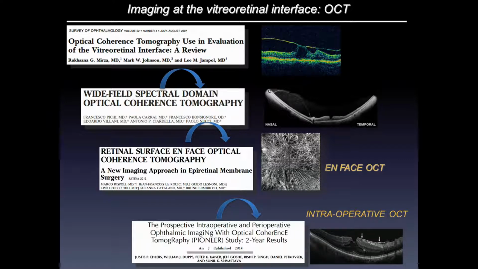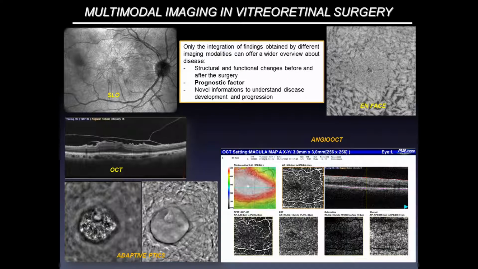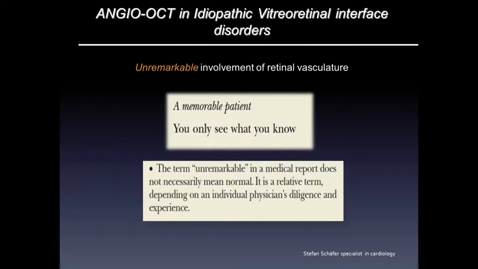And we are assisting a continuous evolution of these machines. For example, from wide field spectral domain OCT to swept source to intraoperative OCT, for the use of OCT during our surgery. To the last, for example, this is an image of en face optical coherence tomography, to arrive to the last machine, for example, adaptive optics. This is a typical case of adaptive optics in epiretinal membranes, to arrive to angio OCT.